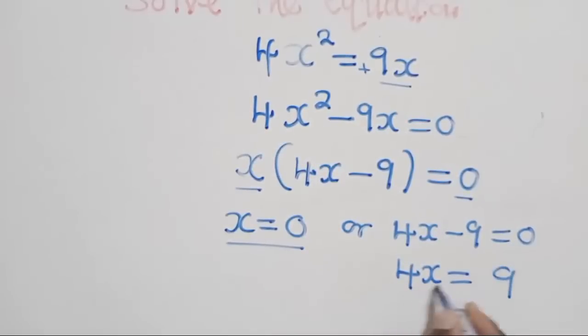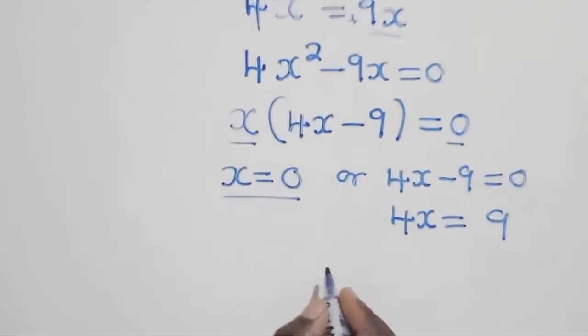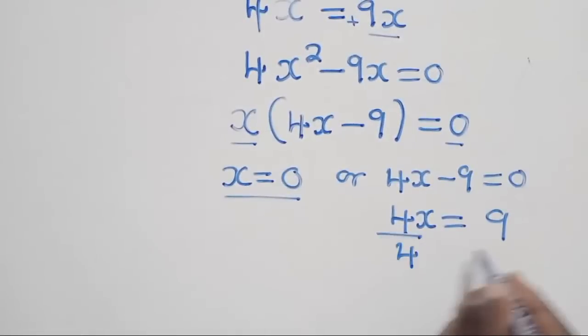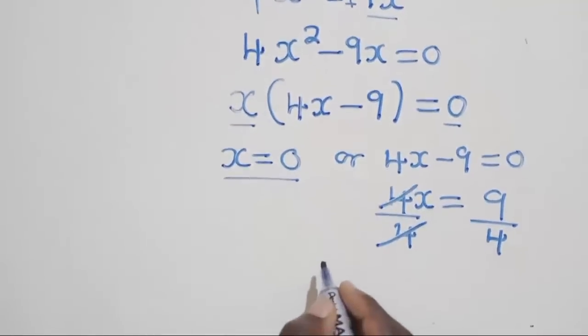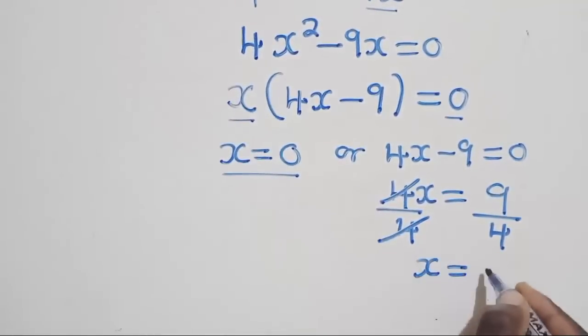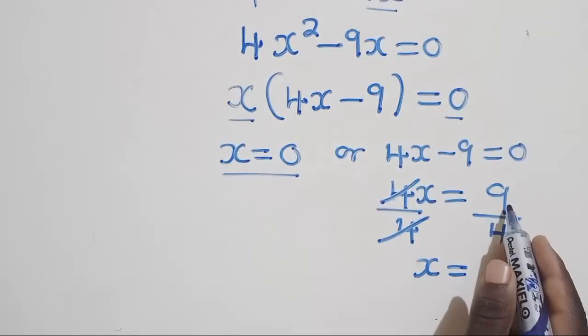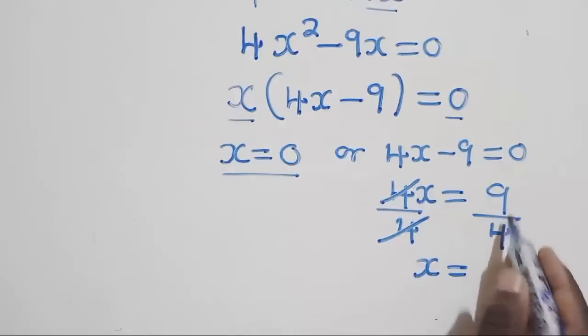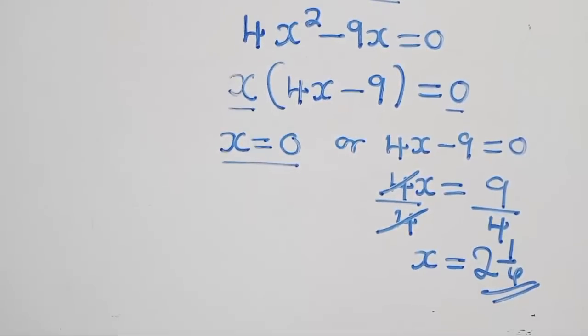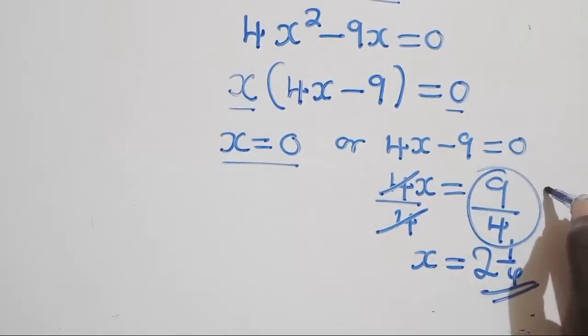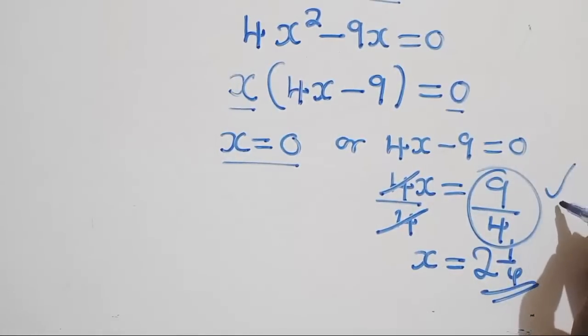So we're getting 4x is equal to 9. Divide by 4. We are solving for x. Divide by 4, 4 and 4 will go. You shall remain with x is equal to, how many times does 4 go into 9? It's 2, remainder 1 over 4. So this is our solution. And if you leave it like this, you will still be marked. No, a teacher cannot mark your work like this. But it's not better to risk. The best is just to finish.